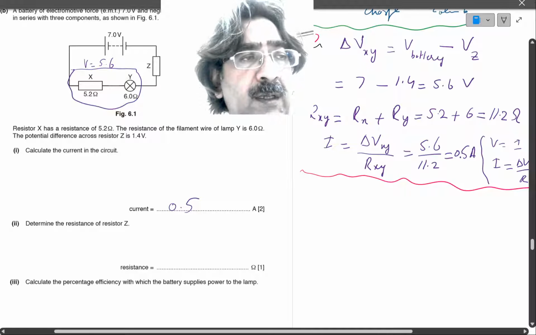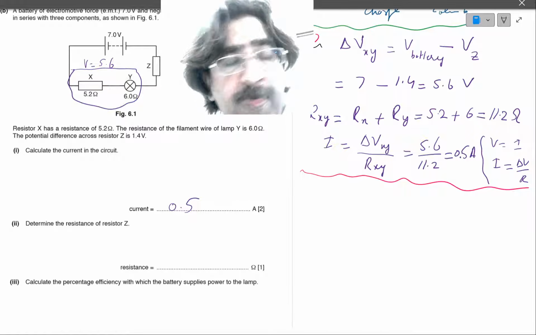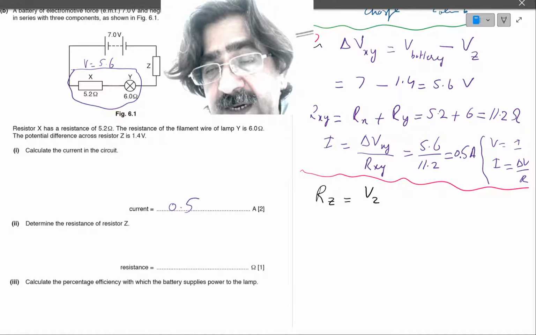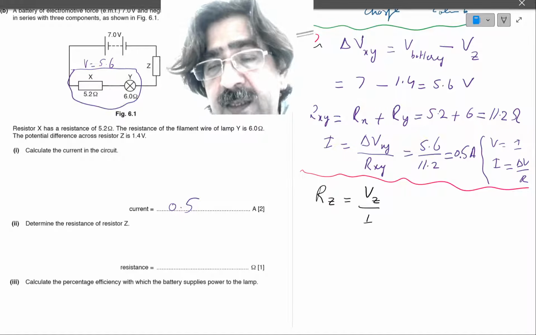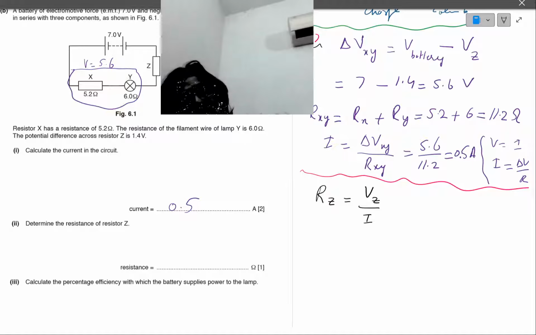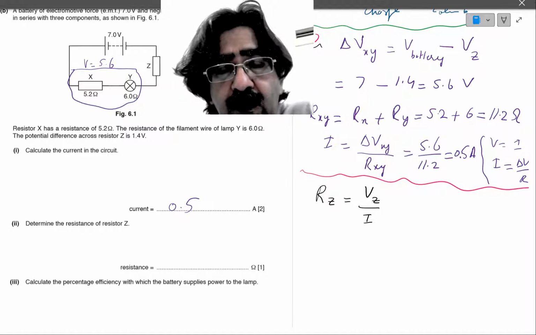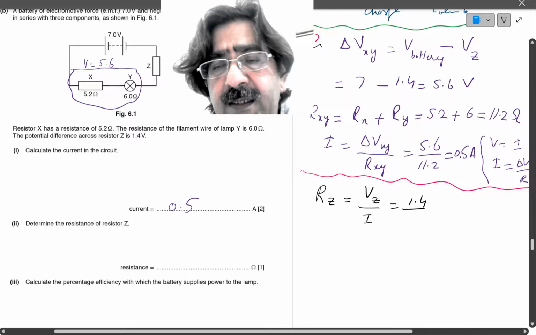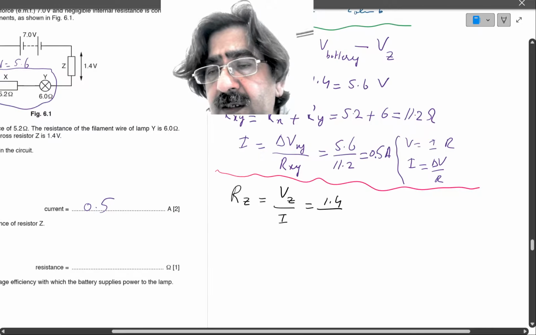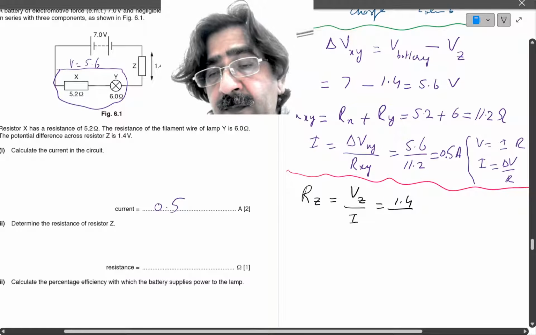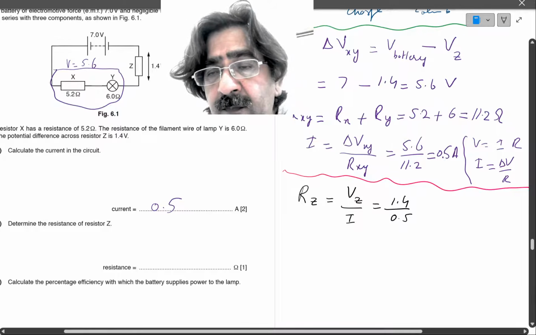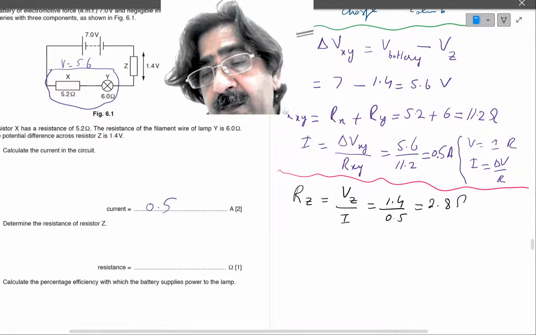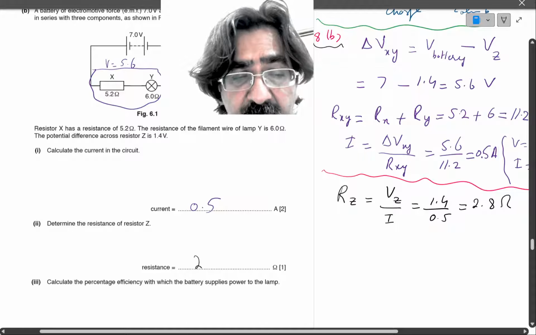The next is to find the resistance of Z. As we know, R Z will be equal to V Z over I, because the same I will be passing in series. V Z is given, that is 1.4, and I we have found is 0.5. So the result will be 2.8 ohm.